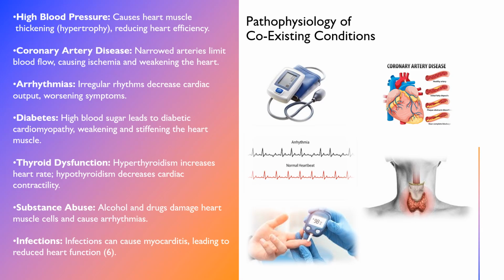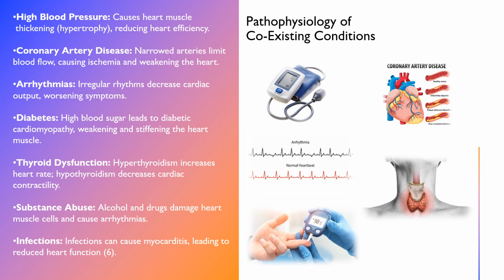Understanding the pathophysiology of coexisting conditions is important in managing congestive heart failure effectively. High blood pressure leads to heart muscle thickening or hypertrophy, which reduces the heart's efficiency. Coronary artery disease narrows arteries, limiting blood flow to the heart muscle. This can cause ischemia and myocardial infarction, further weakening the heart.